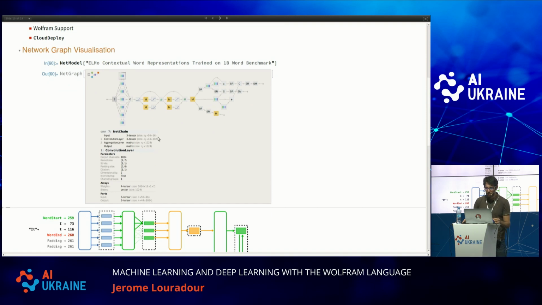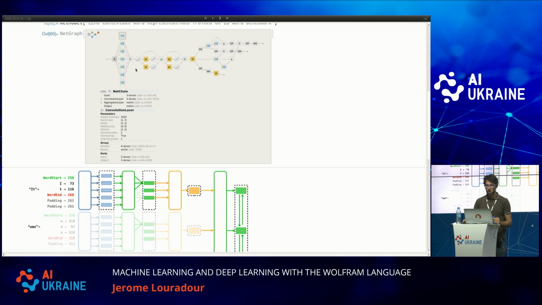What is cool also is that you see the size of the input and the output tensors. So it's easy to understand what's wrong. If I put my mouse on an edge here, I see the size of the tensor going in the network.